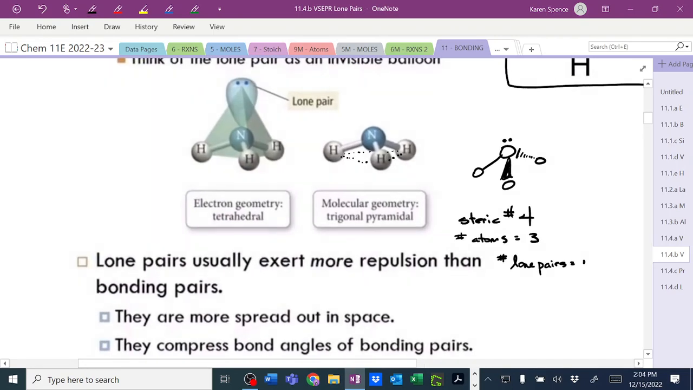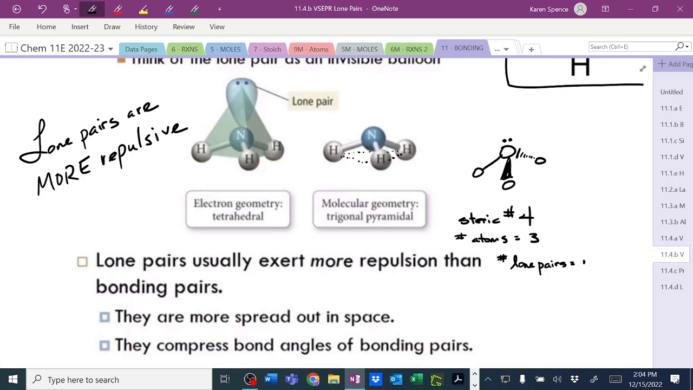Do you remember what happened when we had a double bond somewhere? What did the double bond do that was different from a single bond? It pushed more. Turns out lone pairs are also more repulsive. So it's going to look a little bit more like a pyramid. Instead of being like this, it's going to be like this. Everything sort of gets a little squished together.